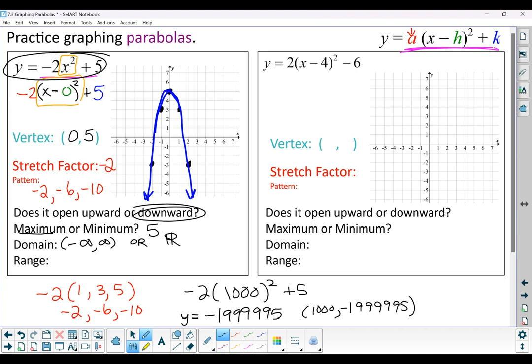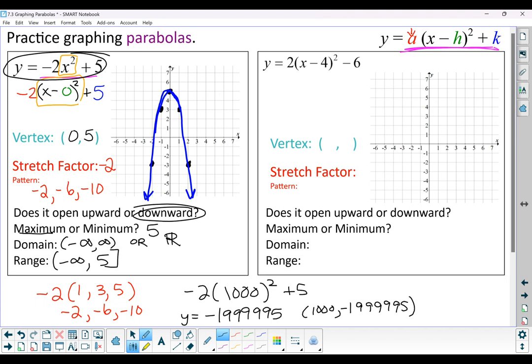The range is not all real numbers. You can see that it has a maximum value, so the range is from negative infinity up to 5. 5 is the vertex, and that vertex is definitely part of the parabola, so we would use a bracket to include it. All right, one more graph.